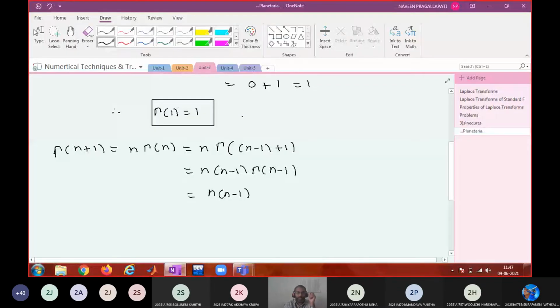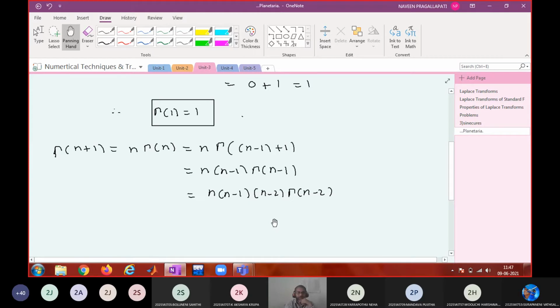So are you observing? Gamma of n plus 1 is n into gamma of n. I have written gamma of n as n minus 1 into gamma of n minus 1. How can you write n gamma of n minus 1 again? Can I write it as n minus 2 into gamma of n minus 2? Because n minus 1 can be written as n minus 2 plus 1. Are you following?